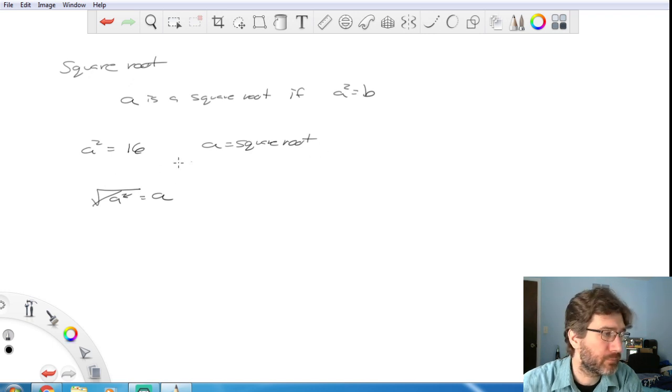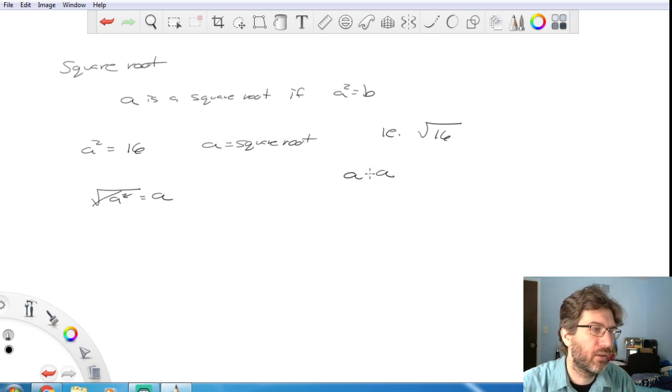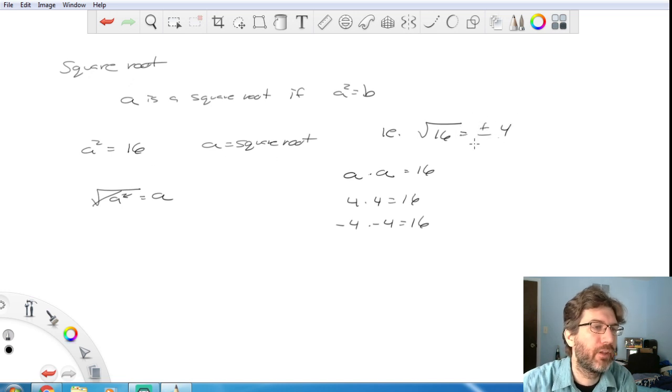So for example, you have the square root of 16. You want to ask yourself, a times a has to equal 16. Well, what are the possibilities for a? Well, you could have 4 times 4 equals 16, and you can have negative 4 times negative 4 equals 16. So there are two answers to these. They equal plus or minus 4. This little notation tells me, hey, I want the positive and negative of it. So it's just a plus sign, and underneath you have a minus sign. So I want the positive and negative of it.